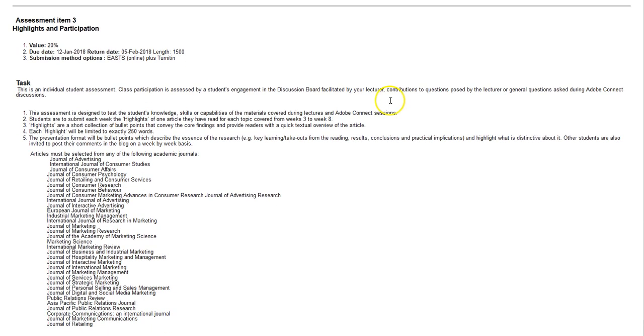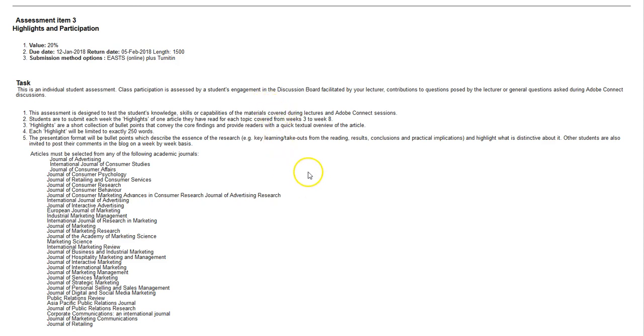Assessment 3 is essentially about participation, and it's worth 20%. The final submission is due by the 12th of January. The way it works is that between weeks 3 and 8, each of you will submit a summary of an academic journal article that you have read during the relevant week. Your summary must be limited to exactly 250 words. You can use bullet points to cover the summary.